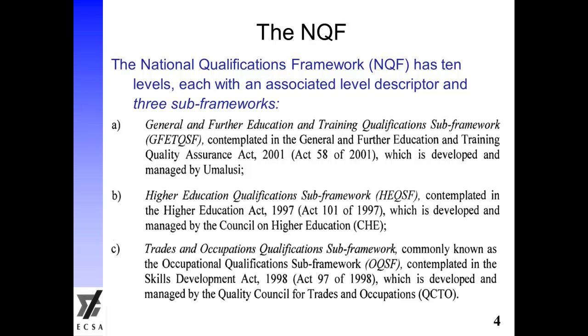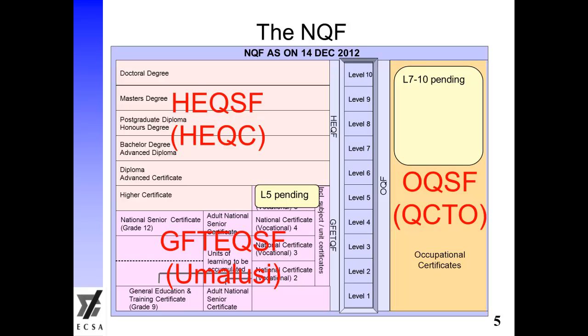This is a graphical presentation of how this fits together. As you can see, the OQSF spans all 10 levels of the NQF. But when this presentation was prepared, there was no clarity on levels 7 to 10. The GFETQSF spans levels 1 to 4, and when this presentation was prepared, there was uncertainty about level 5.